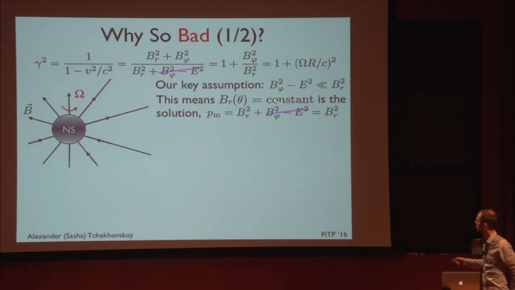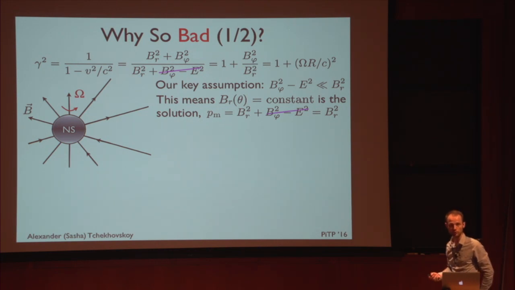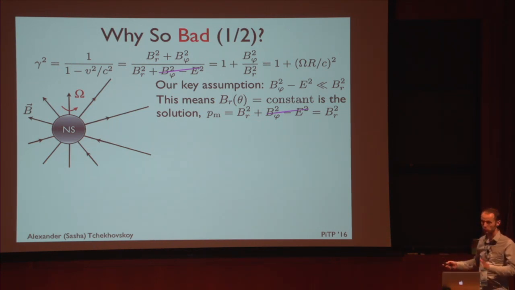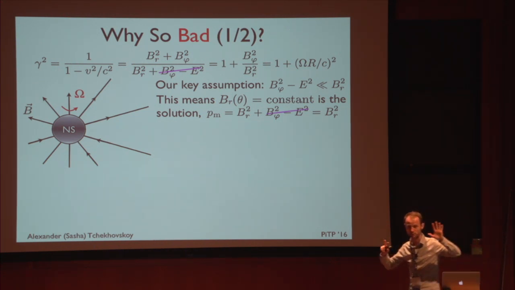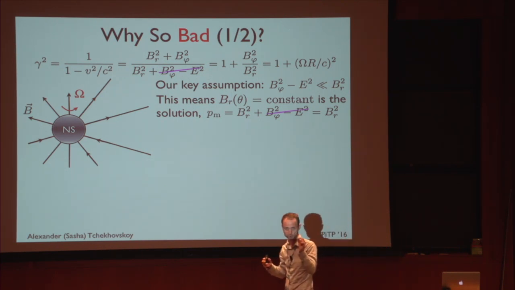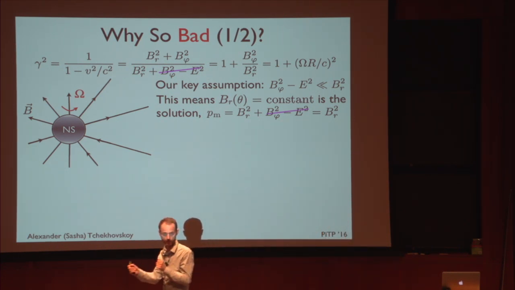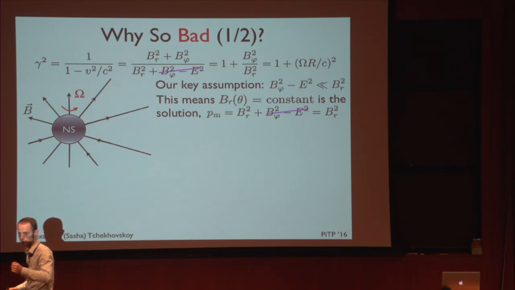When we made this assumption, we said that the toroidal pressure associated with the toroidal field in the fluid frame, and this is pressure associated with the toroidal field in the fluid frame because, maybe you remember, there is the relativistic invariant B squared minus E squared. It's the same in all frames. So if I jump into the fluid frame where E is zero, there is no electric field in the fluid frame, I will be left with only B squared in the fluid frame. That will be my pressure. That is the magnetic pressure in the fluid frame.